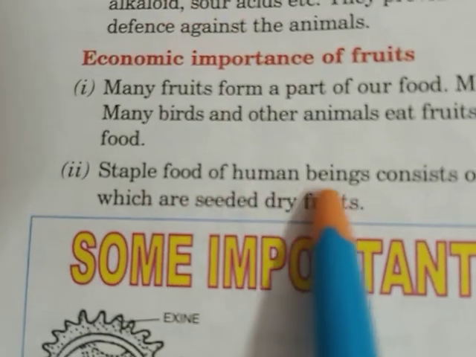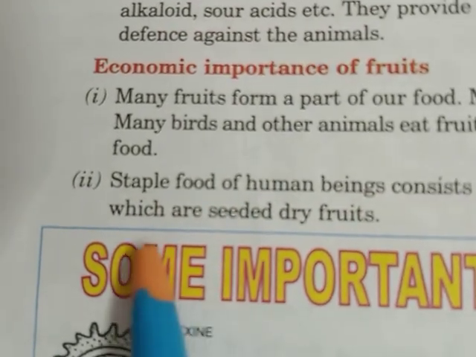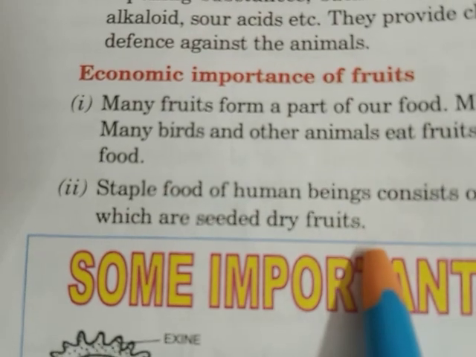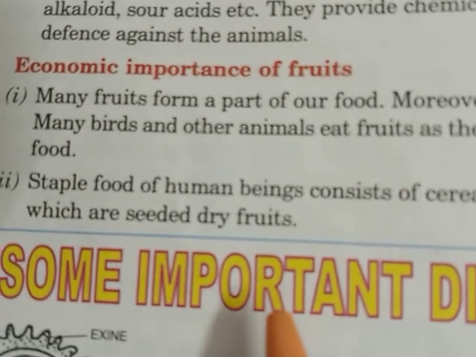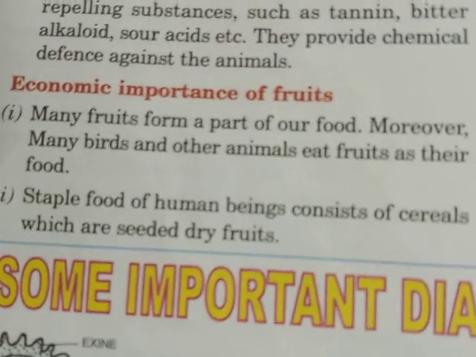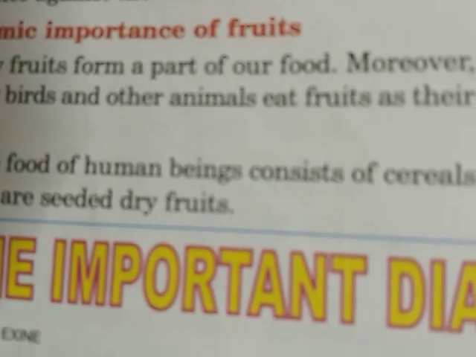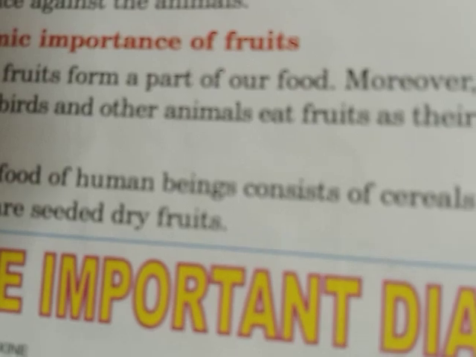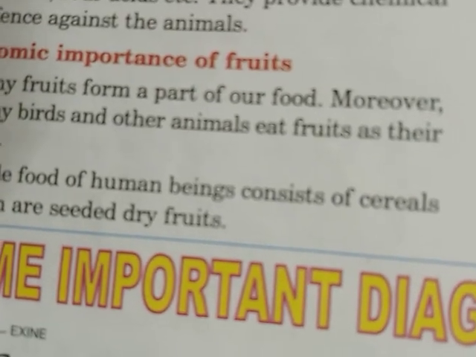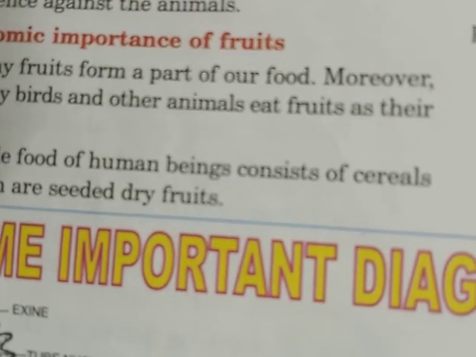The staple food of human beings consists of cereals, which are seeded dry fruits. Some of the seeds form our staple foods and are used as cereals, and they are the dry fruits, we can say.